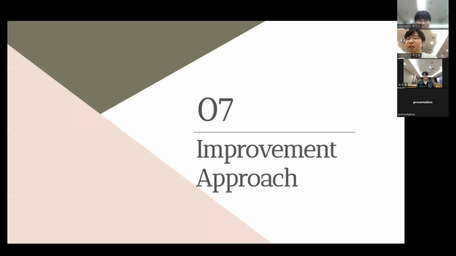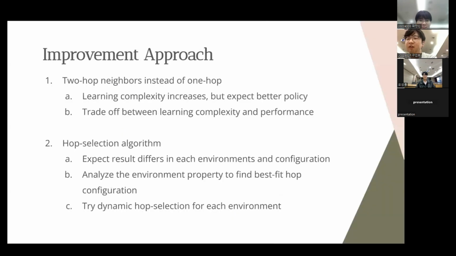Finally, we'll finish the presentation by telling how we'll improve the paper. For paper improvement, we are planning a two-step procedure. First, we'll change the code to use two-hop neighbor states and actions instead of one-hop neighbors. This will lead to an increase in learning complexity, but it will also be able to find a better policy. As a result, we expect to observe the trade-off between learning complexity and performance.